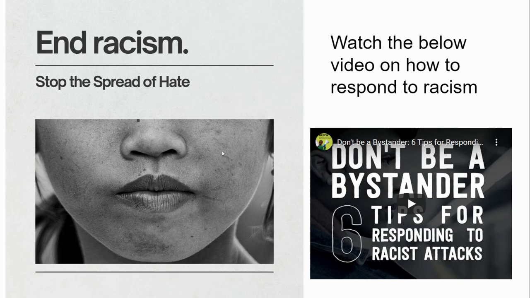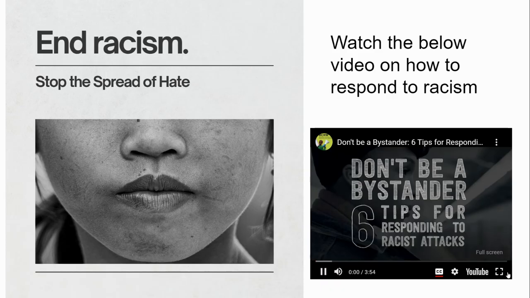So we want to end racism. We want to stop the spread of hate. And one of the ways that we can do that is by educating ourselves on different ways to help. And we're going to listen to a video about not being a bystander and 6 tips for responding when you see racism.